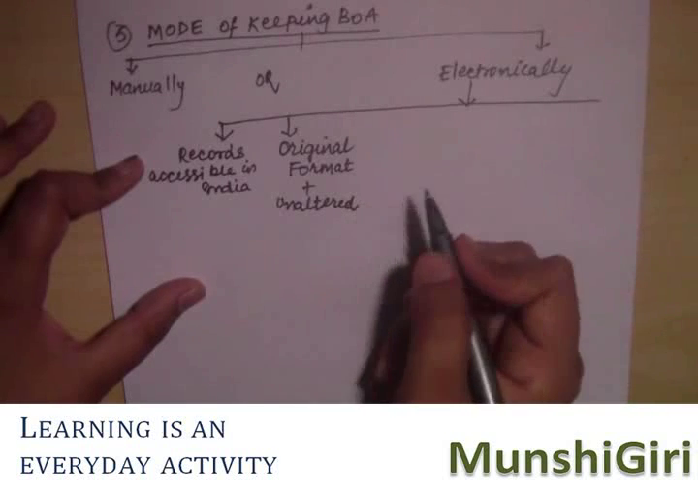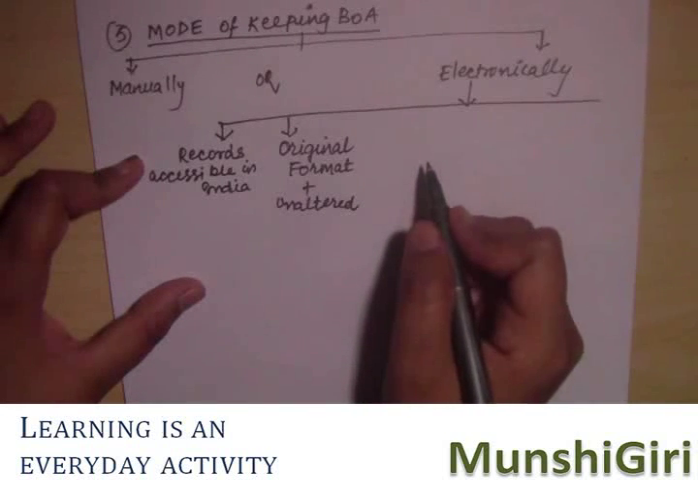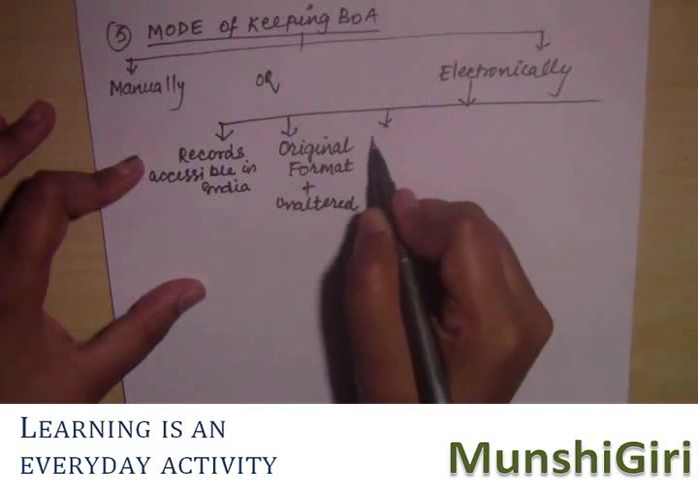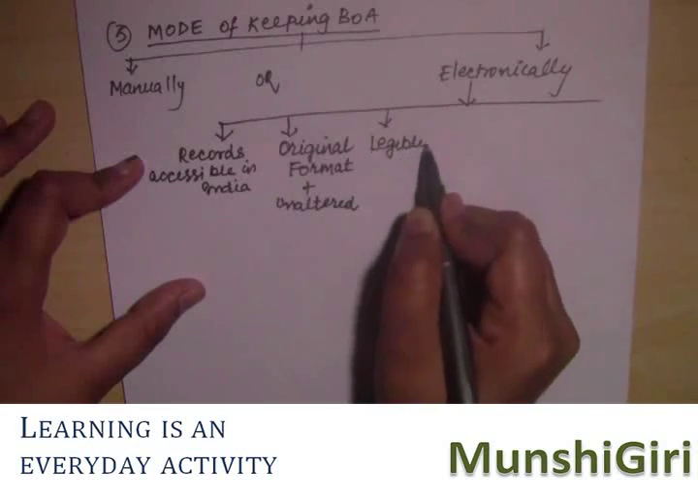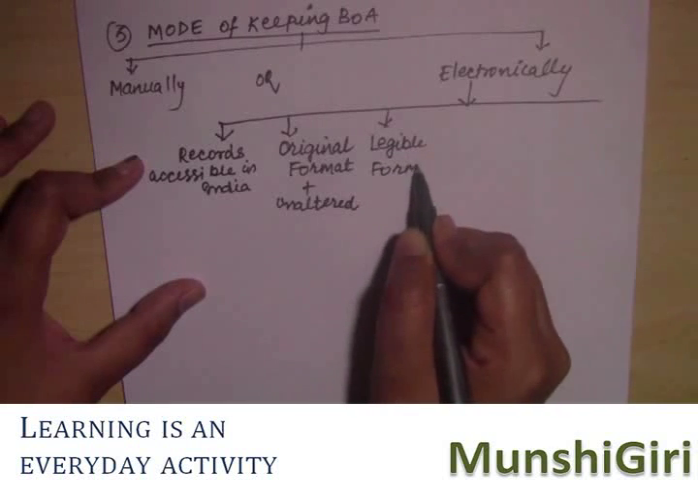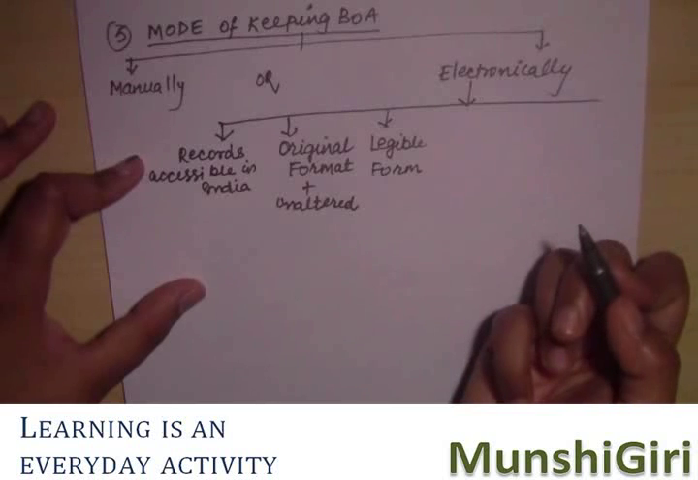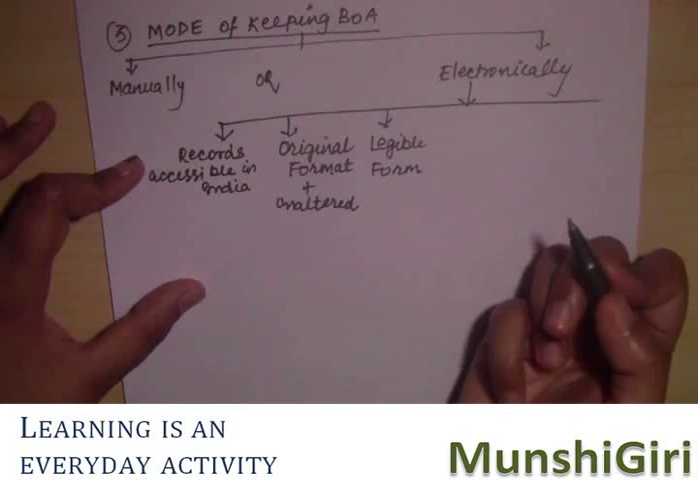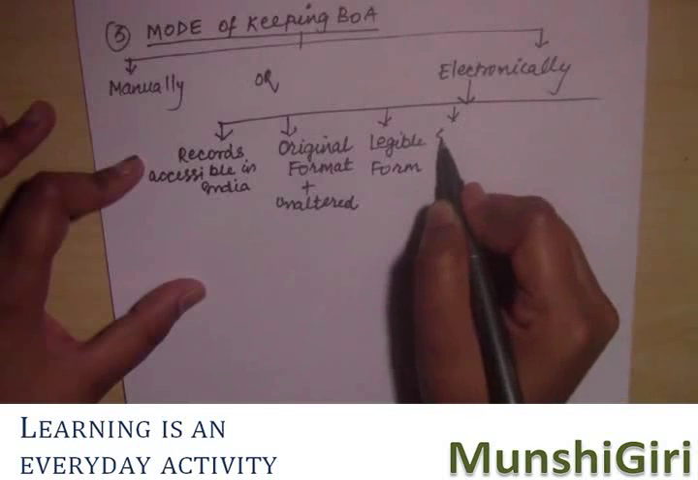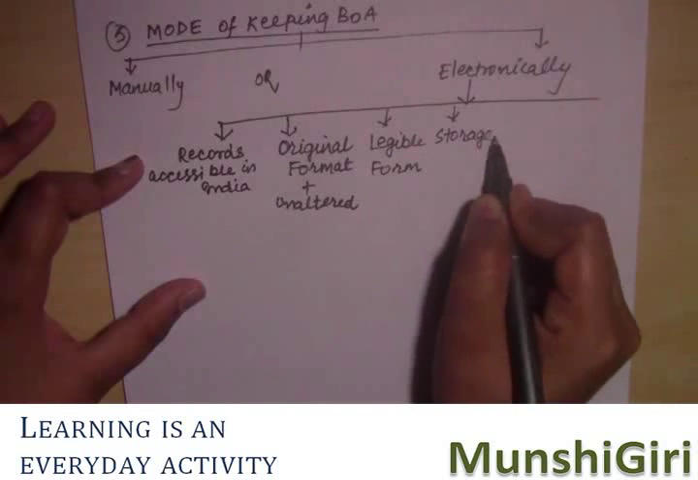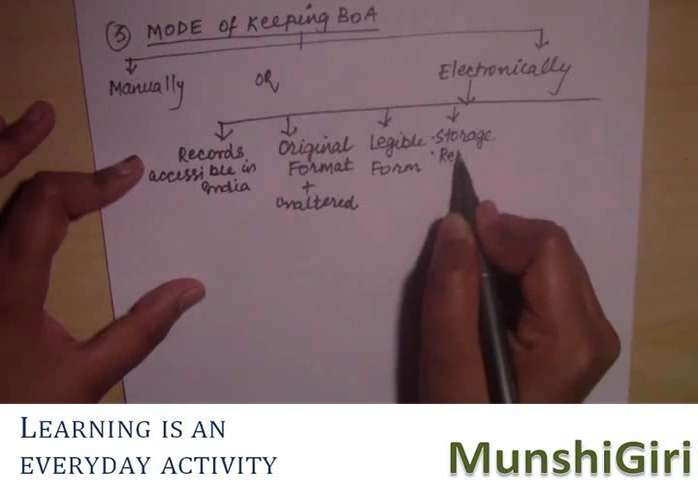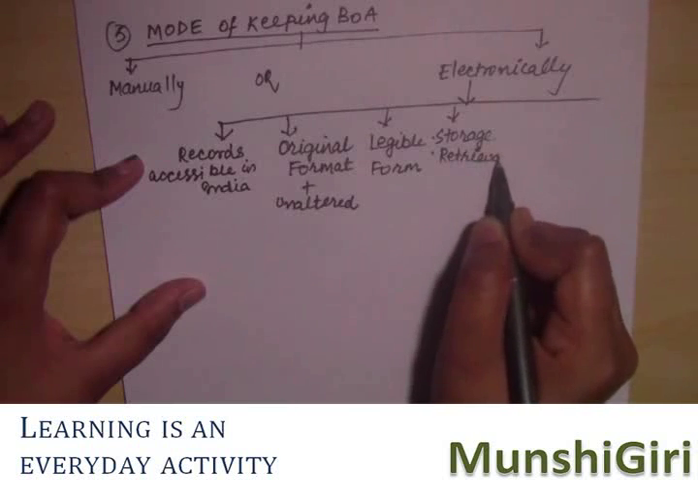Then the information in the electronic record shall be capable of being displayed in a legible form. There shall be a system for storage, retrieval, display or printouts of the electronic records. That is storage, retrieval and the printout.